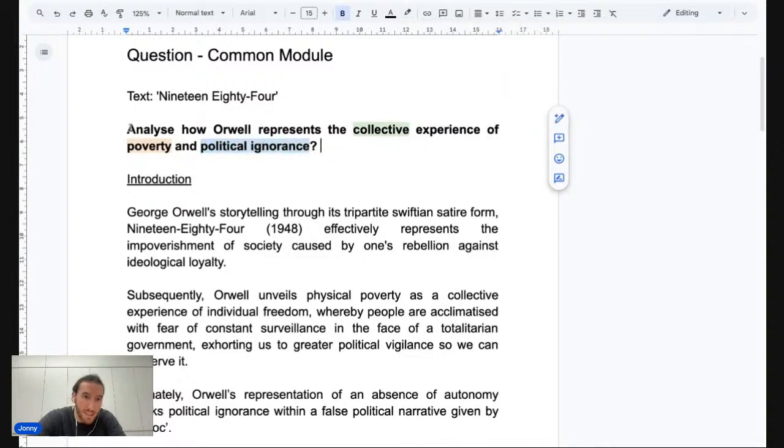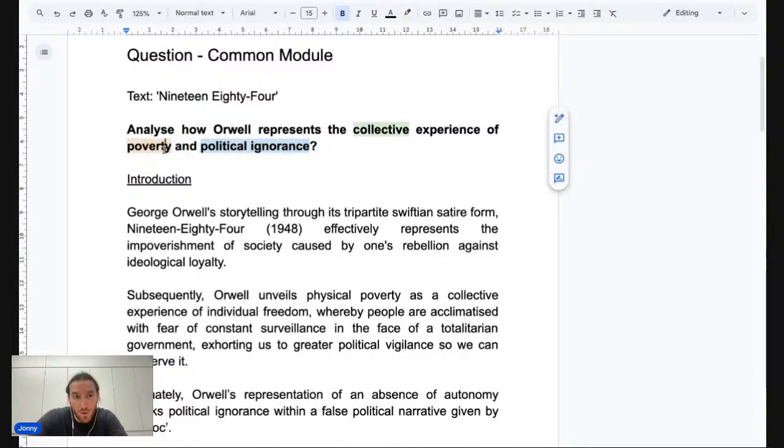And notice here, the first thing I'm doing is highlighting the 3 key words, which are obvious. Collective, poverty, political ignorance. They are the terms that you need to use all throughout your essay. You need to pepper those in. Not even pepper, you need to flood your essay with these, but pepper them in almost every sentence. You don't have to use all 3 per sentence, but you should try to use at least 1 or 2 of them, especially in the introductory sentences and the topic sentences.